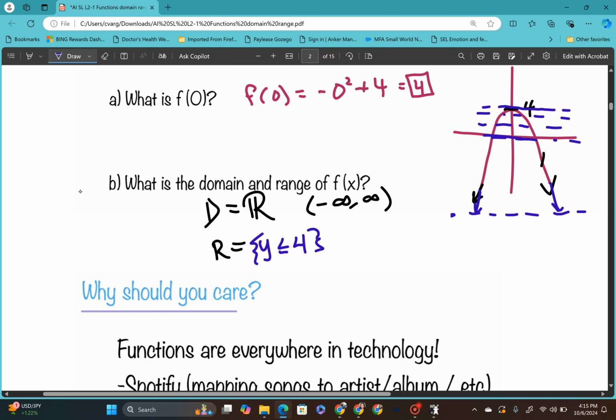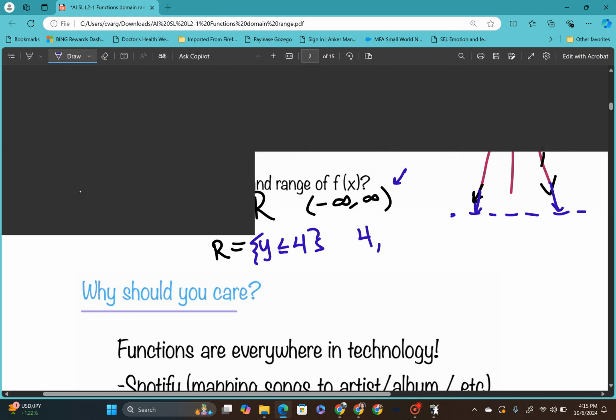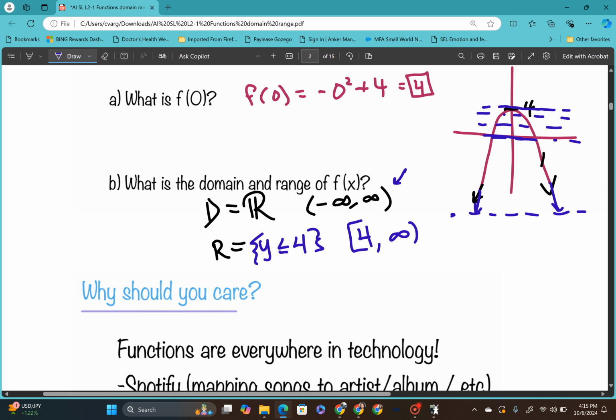If I wanted to write it with, this is called interval notation. If I want to write it like that, I could put negative infinity up to 4, with a bracket around the 4.